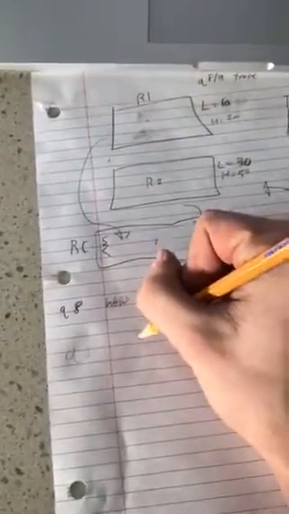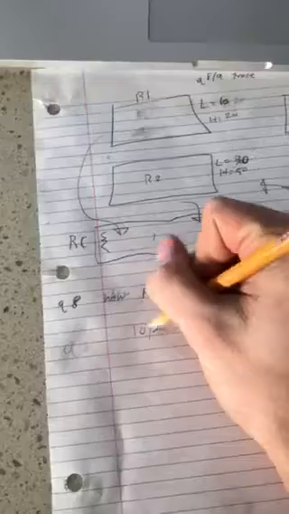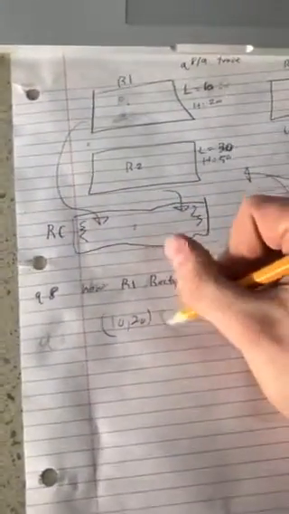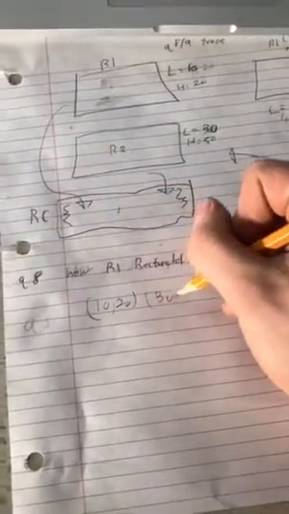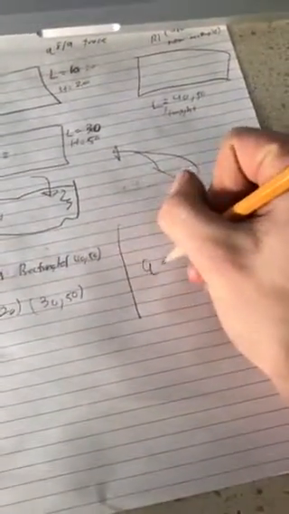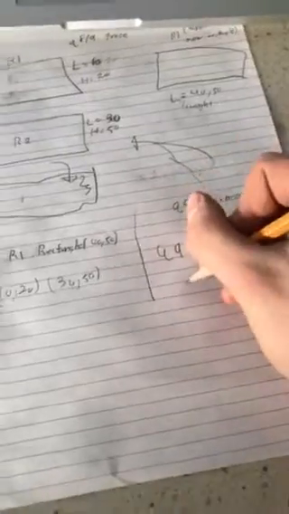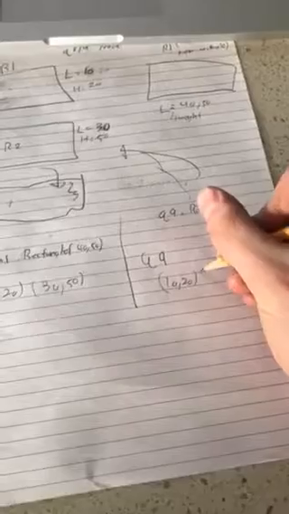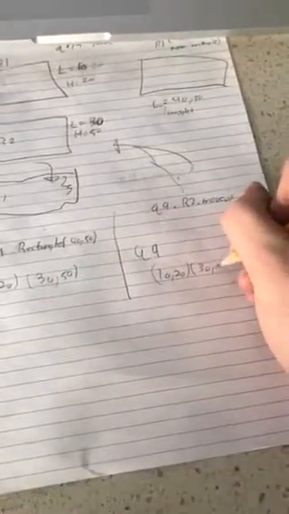So the answer to Q8 should actually be 10, 20, and then it should be 30 and 50. Because this is the original R1 that's saved in here, and R2 down here. And then for Q9, I'll just make a line here. This is Q9. Should be 10, 20, and then 30 and 51.